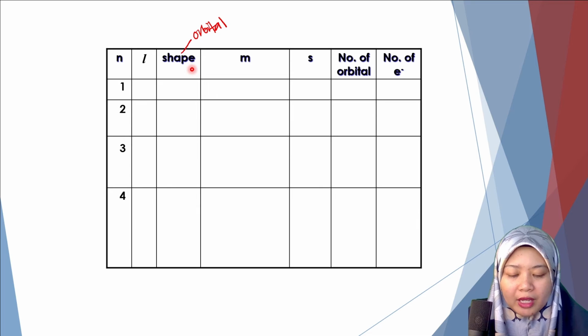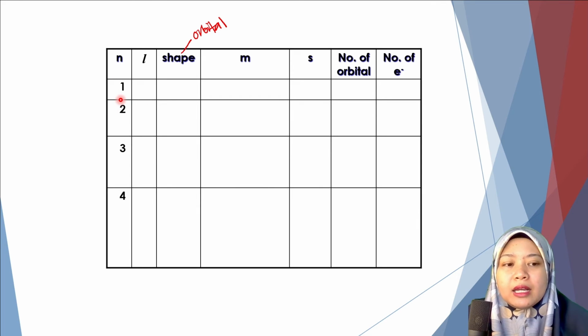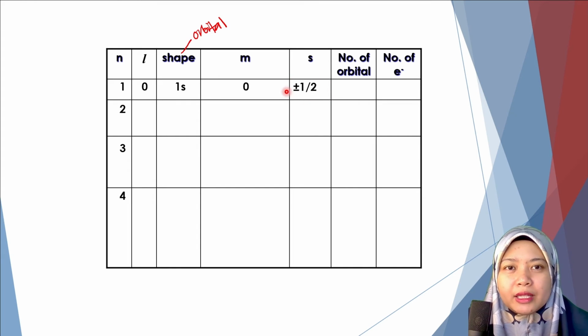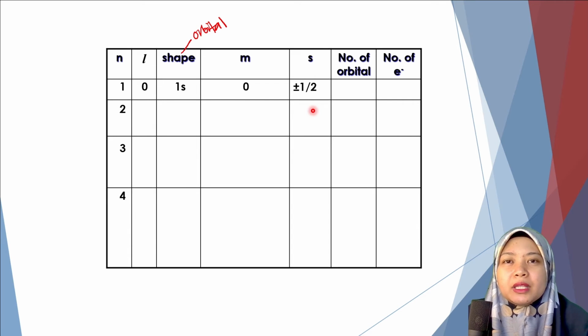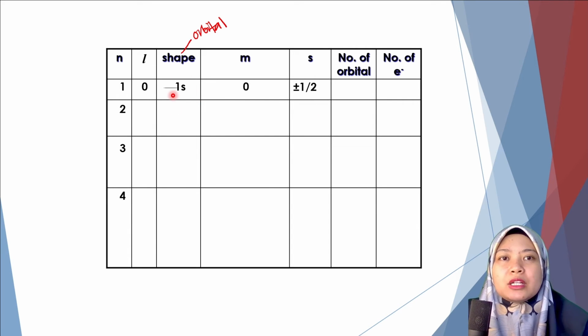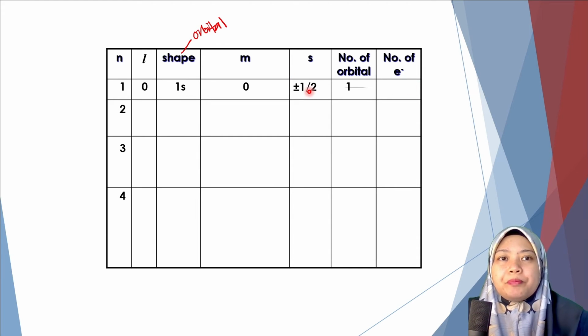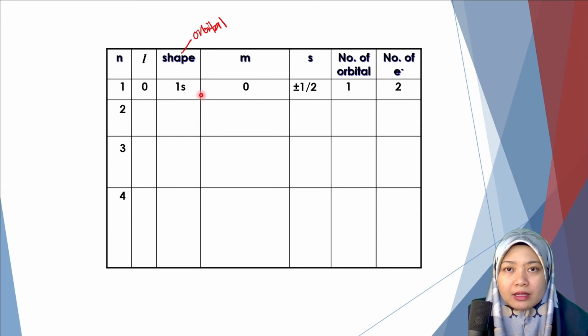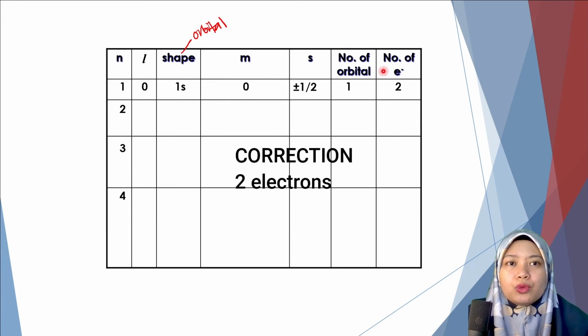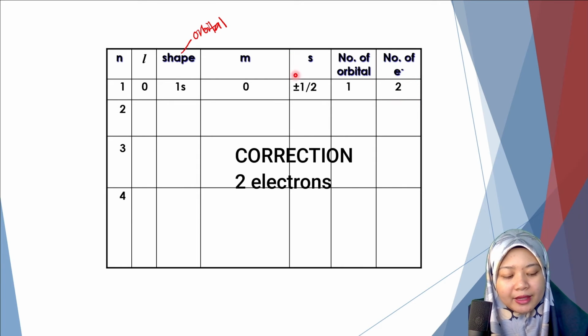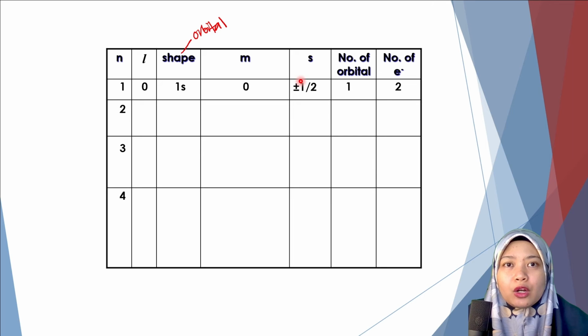Example: if N equals 1, that means L is 0. The shape is 1s. The value of M is 0. S is plus half or negative half. Number of orbitals: there is only one type of orbital, so there is 1 orbital. The number of electrons that can fill here is 2. That means in 1s we can fill only 2 electrons. These 2 electrons either rotate clockwise or anti-clockwise, referring to their S value.